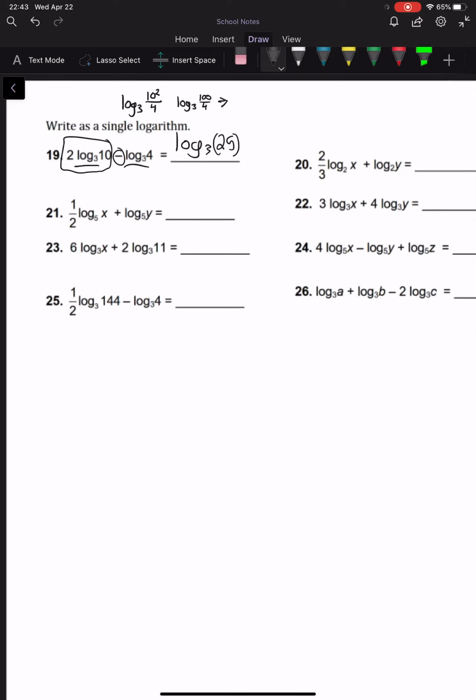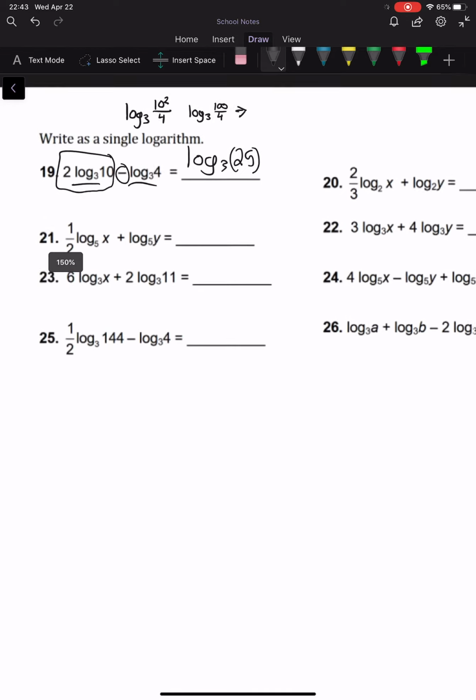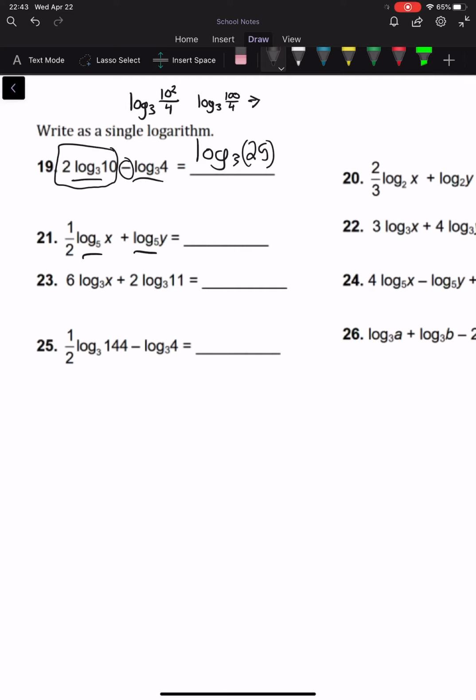Okay. So question number 21, again, we have log base 5 for both of them, so we know we're just going to be writing log base 5. And because it's the sum of 2 logs here, that tells me that we're going to be using the product rule. But also take note, just the x has this 1/2 in front of it. So we're going to have log base 5 square root of x or x to the 1/2 power, either one works, times y. So that's it for this one.